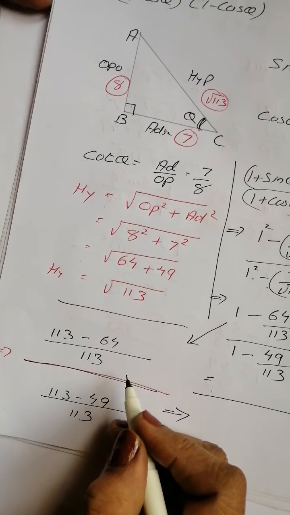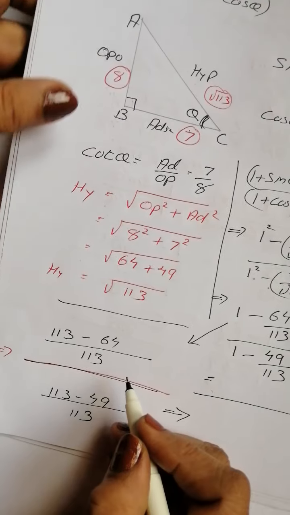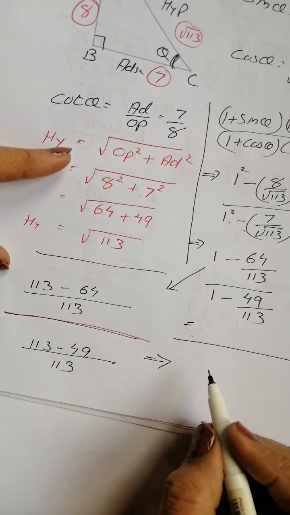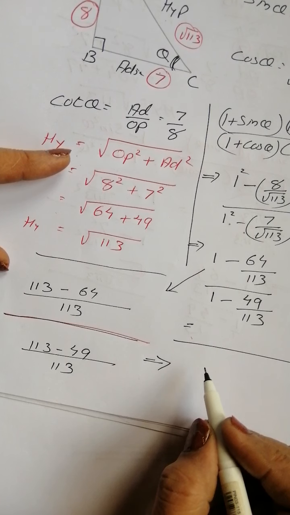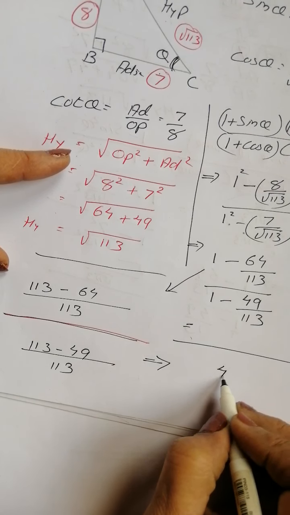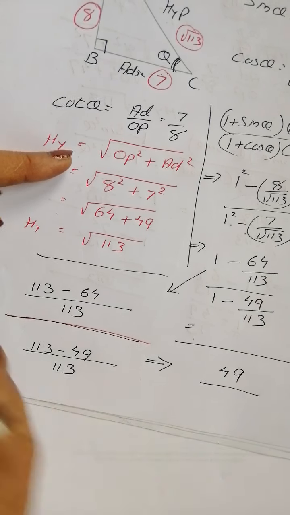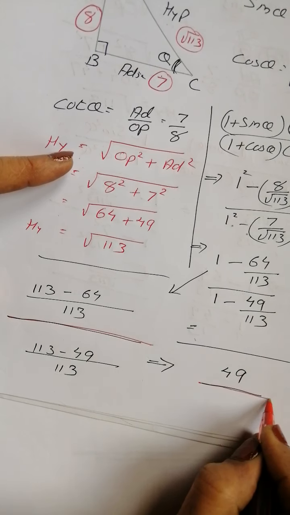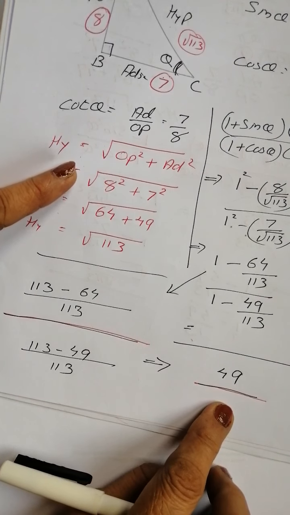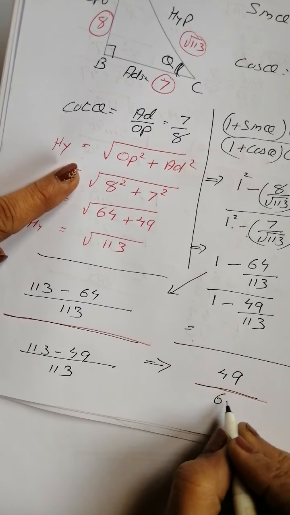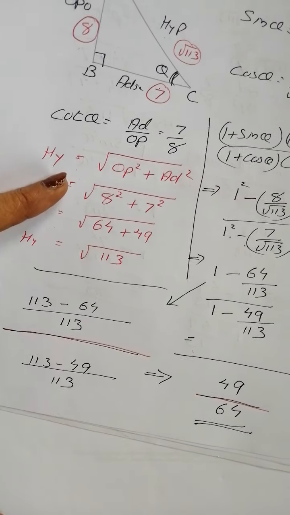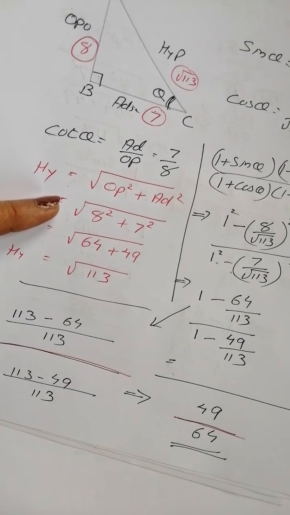113 minus 64. What is 113 minus 64? You minus it, you will get 113 minus 64 is 49. I am making this whole by 113 minus 49, what is it? Yes, 64. So what is the answer here? 49 by 64. Clear? Clear up till here?